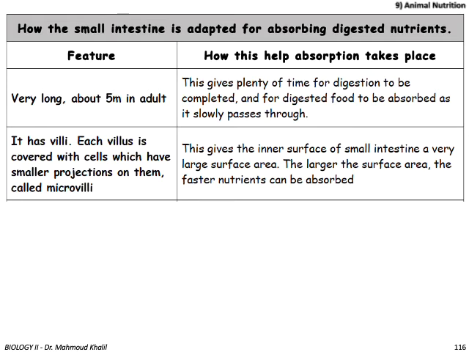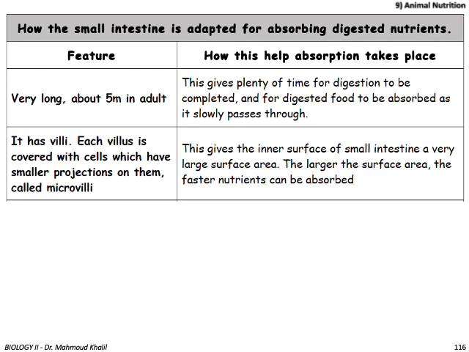So, how is the small intestine adapted for absorbing digested nutrients? We'll talk about the features that make the small intestine a very good structure for absorbing digested material, and how this helps absorption take place. Actually, the small intestine is very long, about 5 meters in adults, and this gives plenty of time for digestion to be completed and for the digested food to be absorbed as it slowly passes through the intestine.